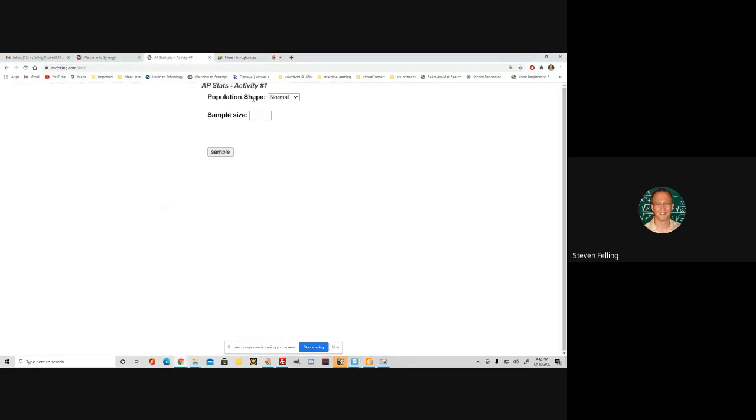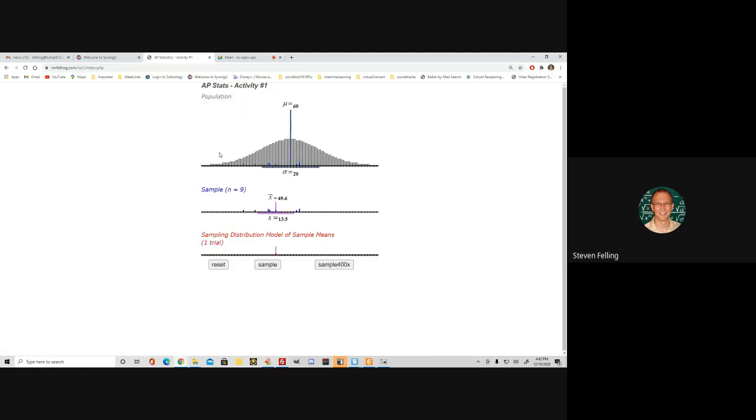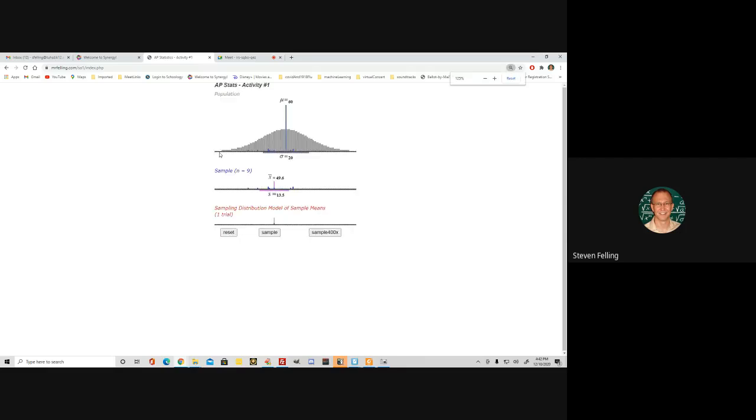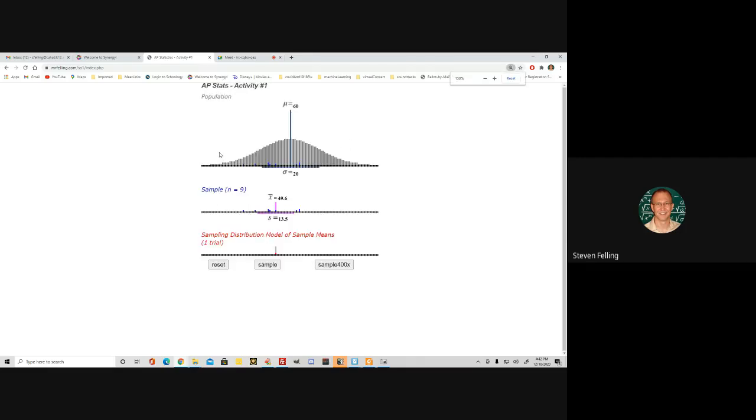So it allows me to specify a shape for the population level and a sample size, and then to take a sample. Okay, so here's what I'll do. With that showing, let's leave this at normal, but let's set the sample size to 9. So just click in there and type in a 9, and then click the sample button. And what will happen is it'll run. It takes a while to run this, and it'll give you a display like this. I'm going to leave it kind of big.